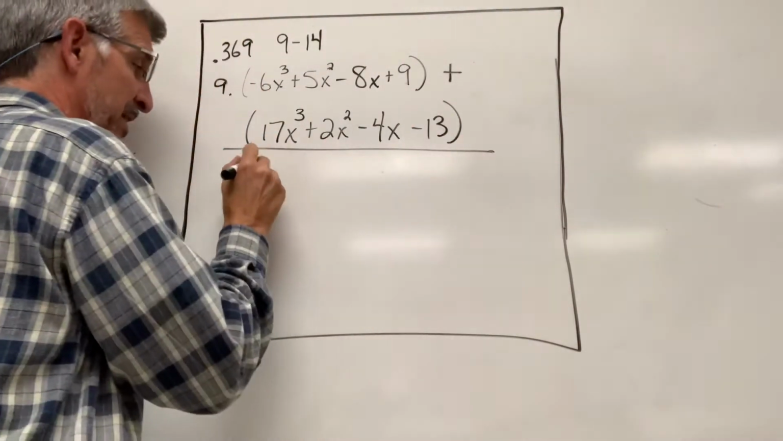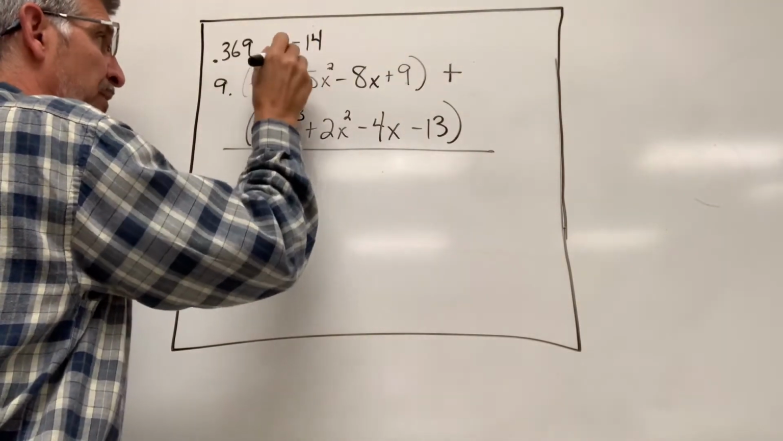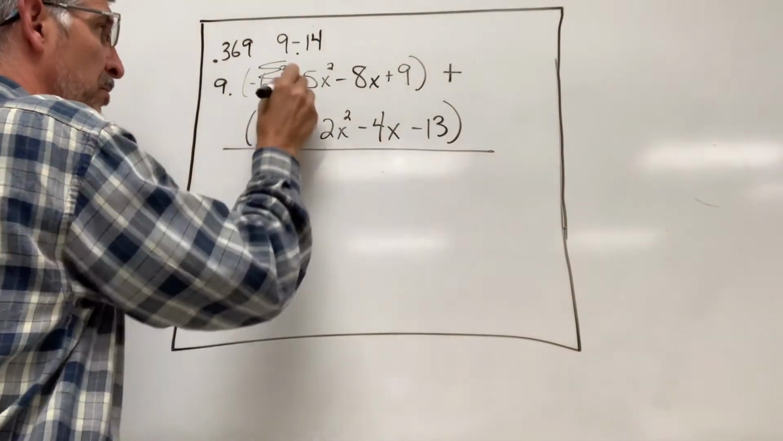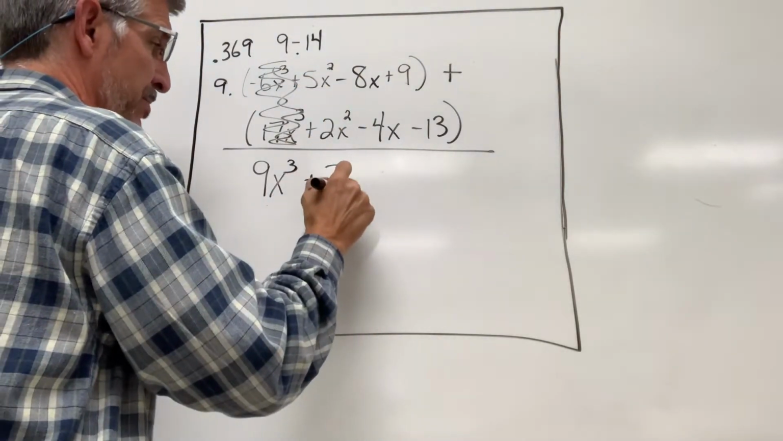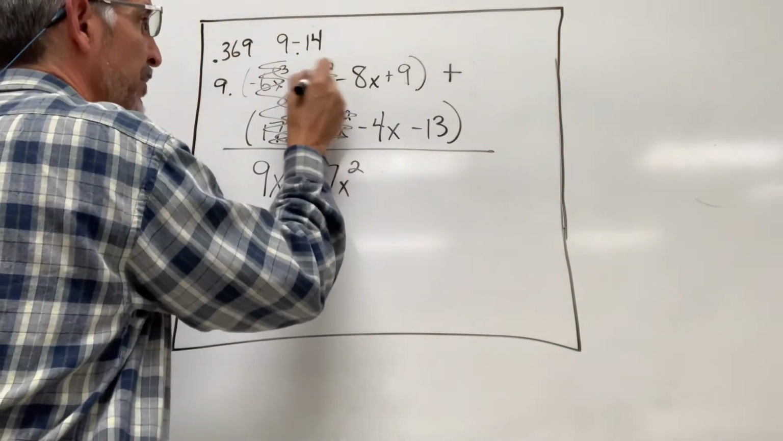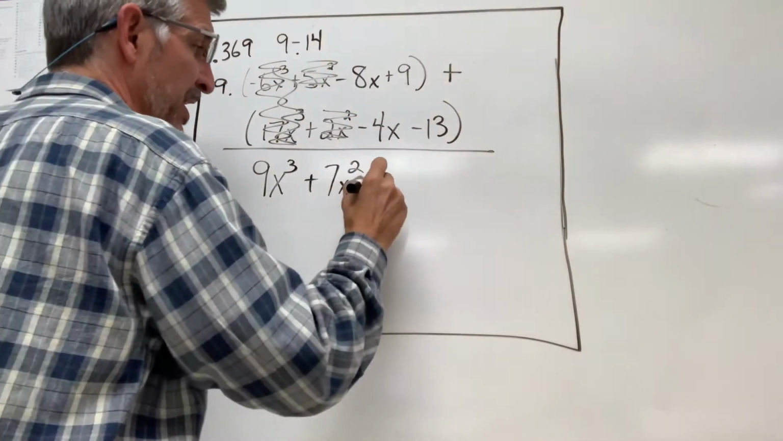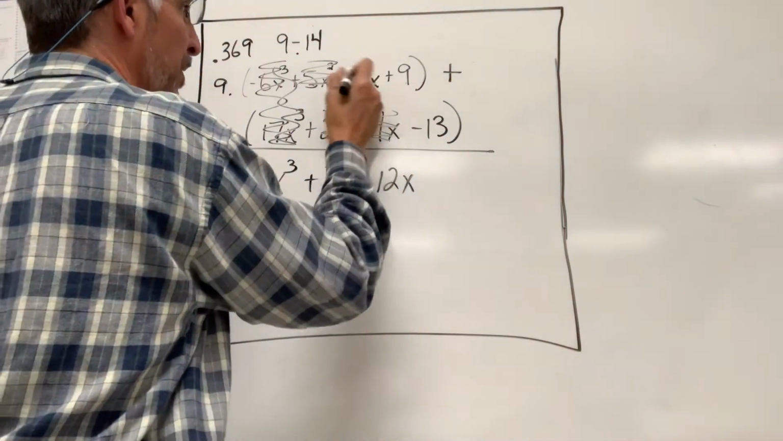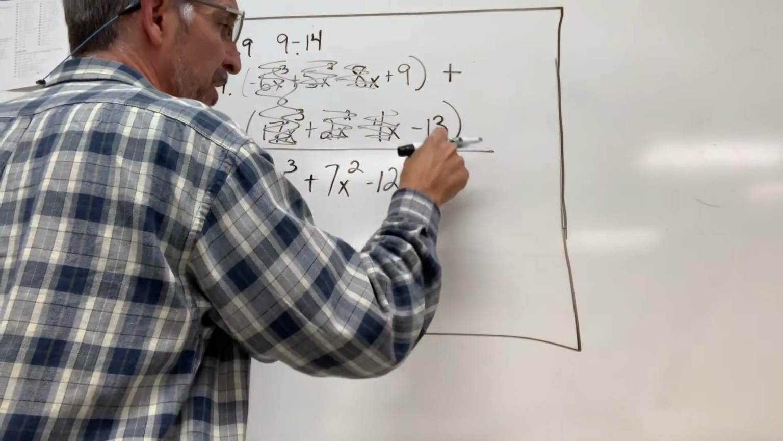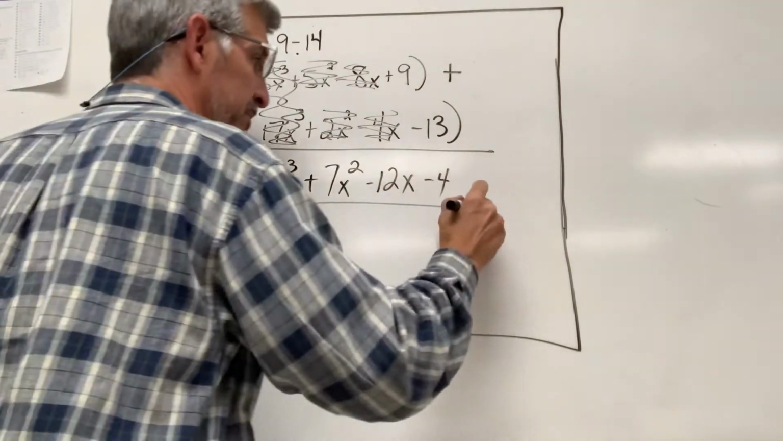When I do, that ends up being 9x cubed, and I mark them off because I'm done with them. And then that's 2x squared plus 5x squared, which is 7x squared. And I mark those off because I'm done with them. That's -8, be careful, and -4, which is -12x. Mark those off because you're done with them. And then 9 minus 13, or -13 plus 9 is -4. And there's your answer.